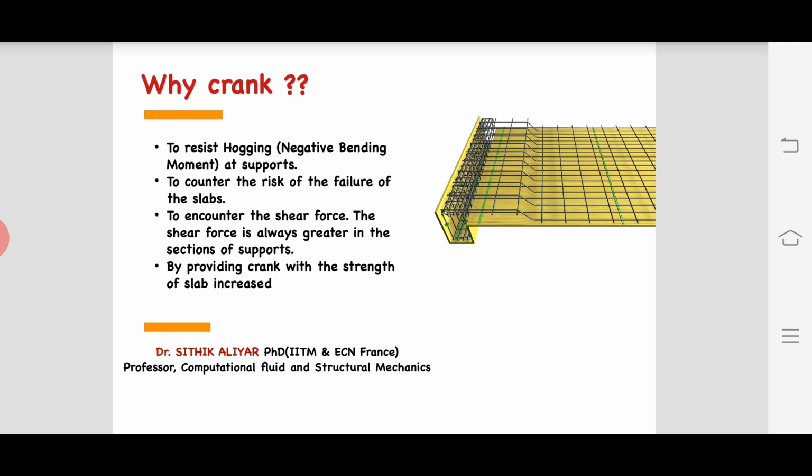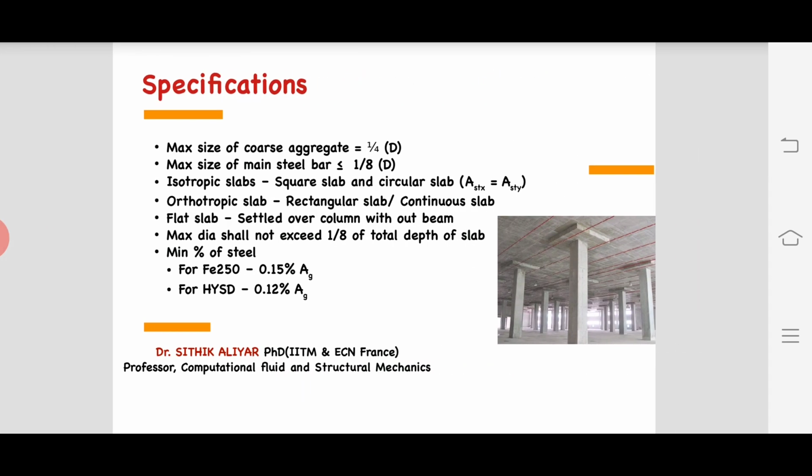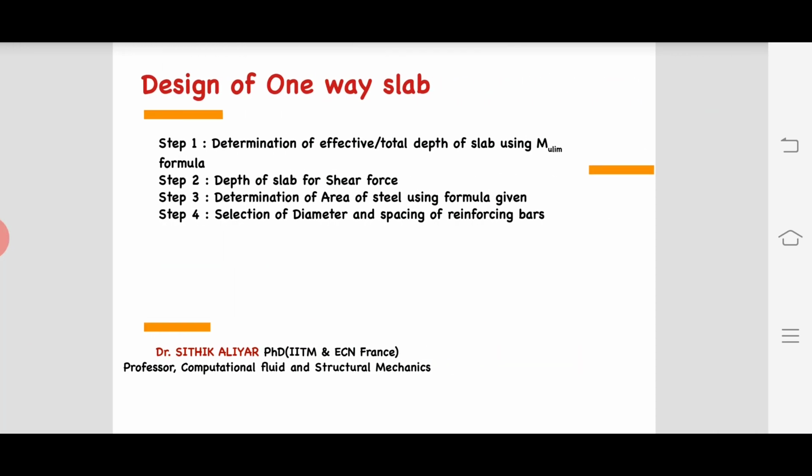And you can see the remaining thing: there will be a heavy shear force coming at the supports, which is not there anywhere else in the slab. You won't even design for shear, as shear will be very, very minimum. Anyhow, at the support there will be a heavy shear, so we are having that crank. Okay, so I think I have answered the remaining thing.